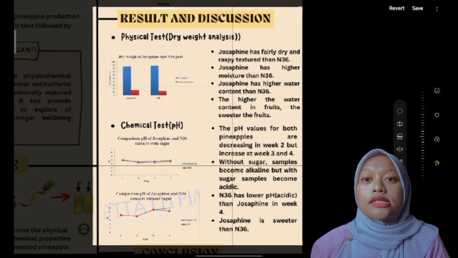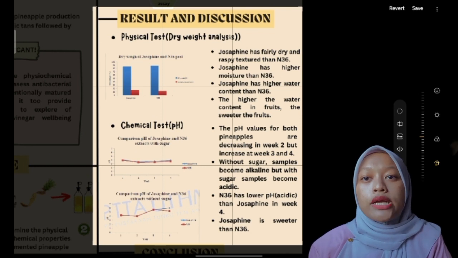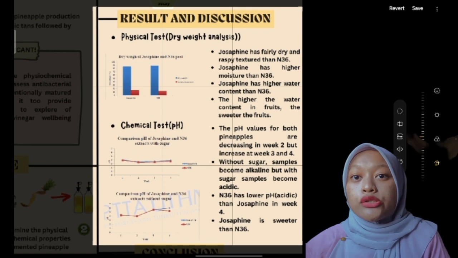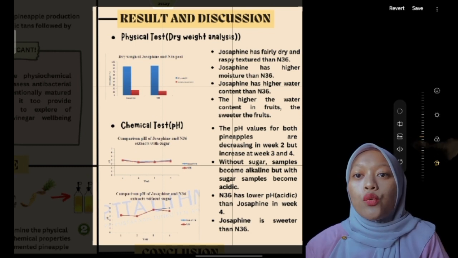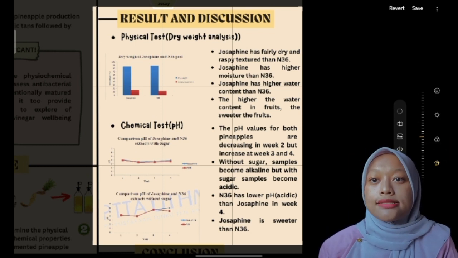The next graph is the result of the chemical test in pH. The graph shows that there is a decrease in the pH value of both pineapples in the second week, but it increased again in the third and fourth week. For your information, sample will become alkaline without the sugar and will become acidic with the presence of the sugar. So in this result, N36 has lower pH, which is more acidic than Josephine in week 4. Thus, Josephine is sweeter than N36.